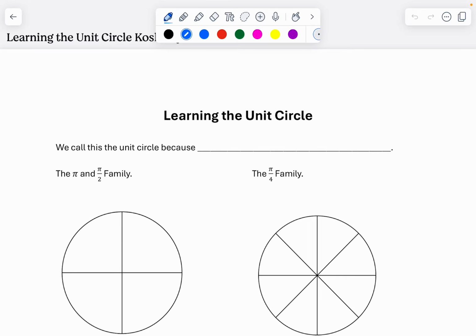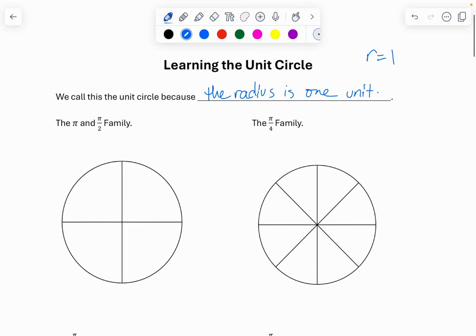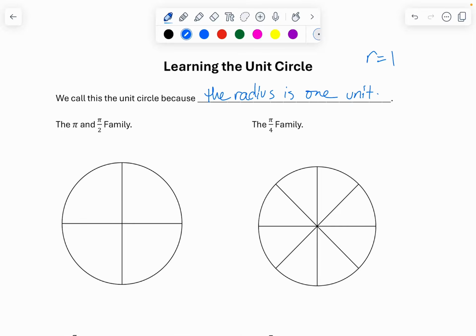We're going to start with, we call this the unit circle because the radius is 1 unit. So, in other words, r is equal to 1. And so when we start finding coordinates on this circle, we're going to assume that it's centered at the origin.